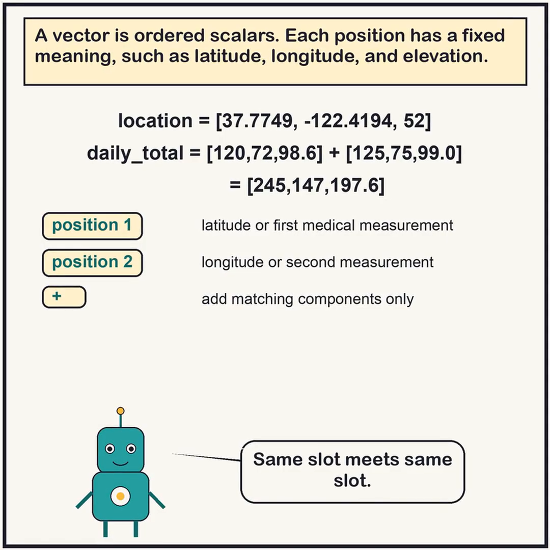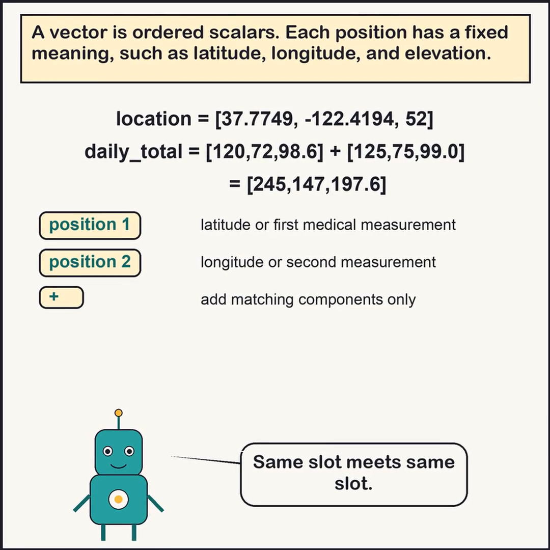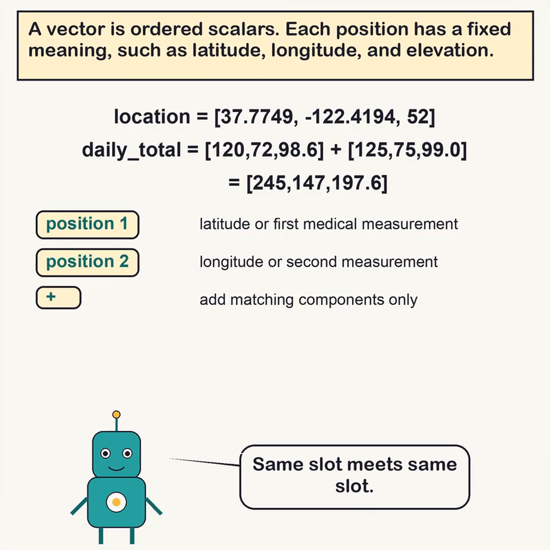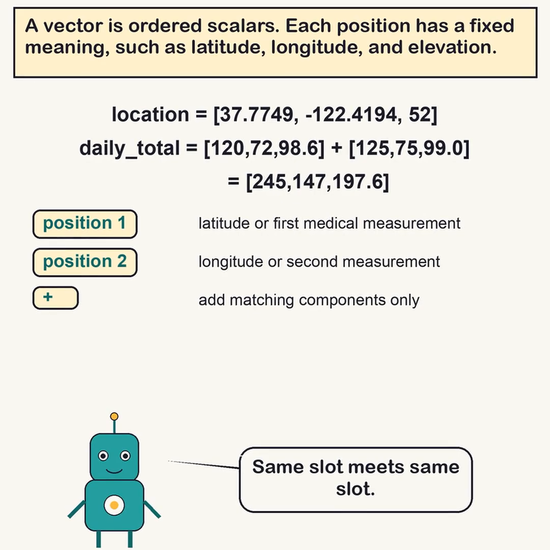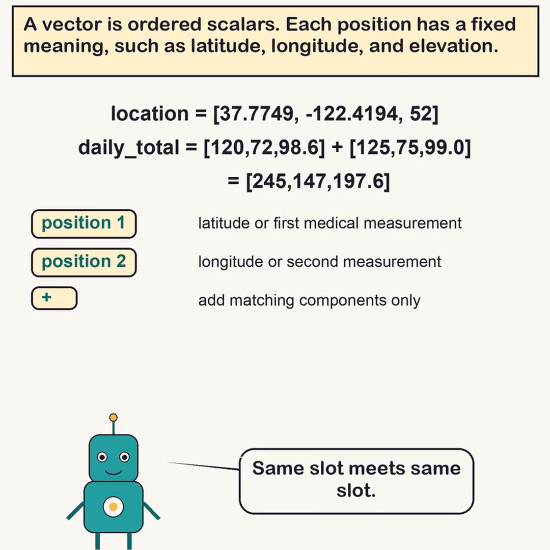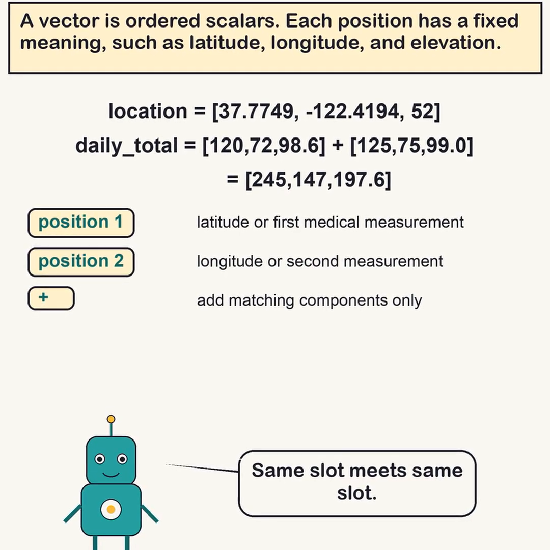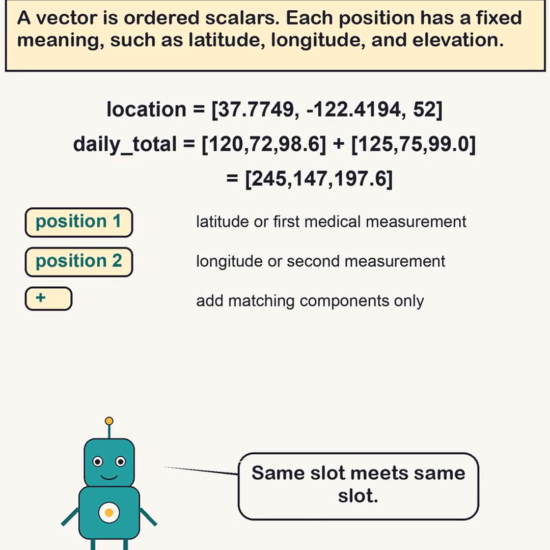A vector is a list where order matters. Location uses latitude, longitude, and elevation. Medical readings add matched positions. So blood pressure adds to blood pressure, heart rate to heart rate, and temperature to temperature. Real-world analogy. A vector is like an address form where each box has a fixed label. Swapping postcode and street number would make the address wrong.